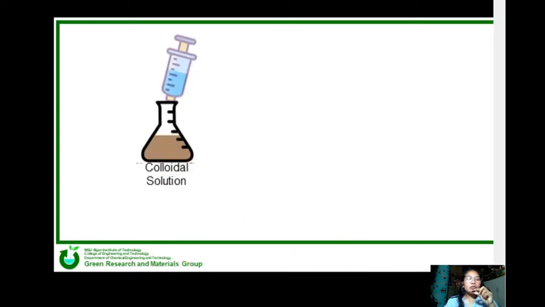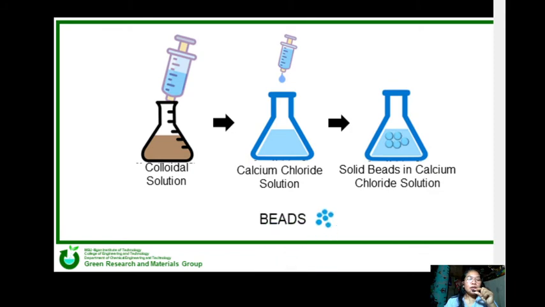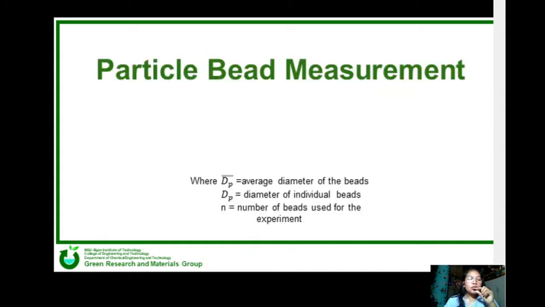The colloidal solution will be extruded dropwise into the prepared calcium chloride, in which the colloidal solution will form solid beads immediately. The beads will be set in the calcium chloride solution for 10 to 15 minutes to harden. Then the beads will be filtered from the calcium chloride solution and washed with distilled water. The size of the beads will be determined before and after the adsorption process.